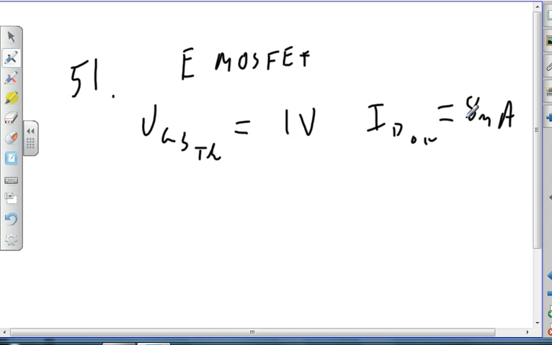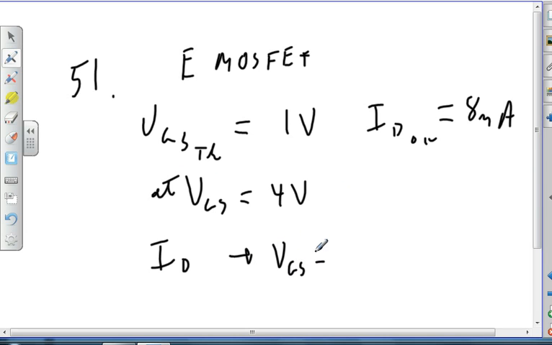ID what? Okay, we want to know ID on. And at VGS equal to 4 volts, we want to find ID. In fact, we want to find ID, the current at the drain, in different spots for VGS at 1 volt, 3 volts, and 4 volts. So there's 1, 2, 3, 4 answers.